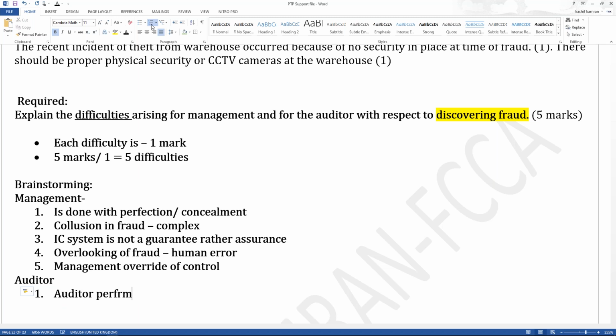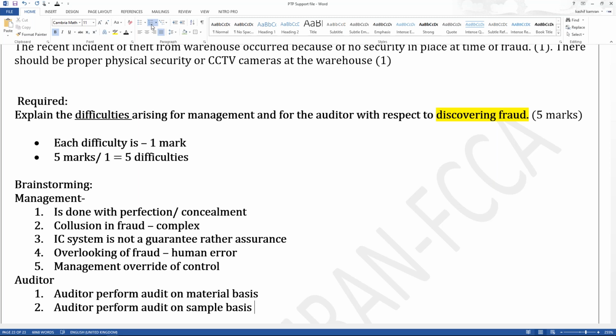the auditor performs the audit on a sample basis. So what if the fraud does not come in your sample? What if the fraud is in the immaterial transactions? And if the fraud is in the immaterial transactions, the auditor is only picking the material transactions. So do you believe there are limitations for the auditor in detecting a fraud, in discovering a fraud?